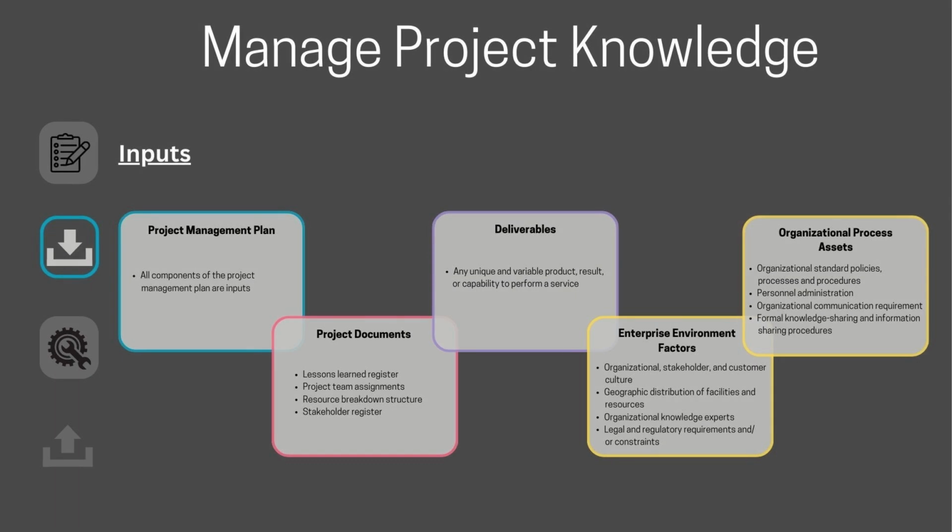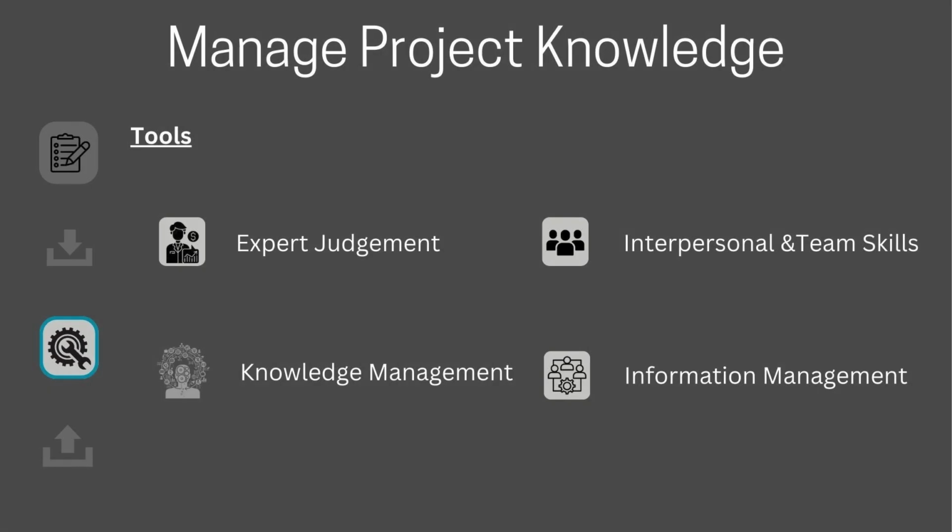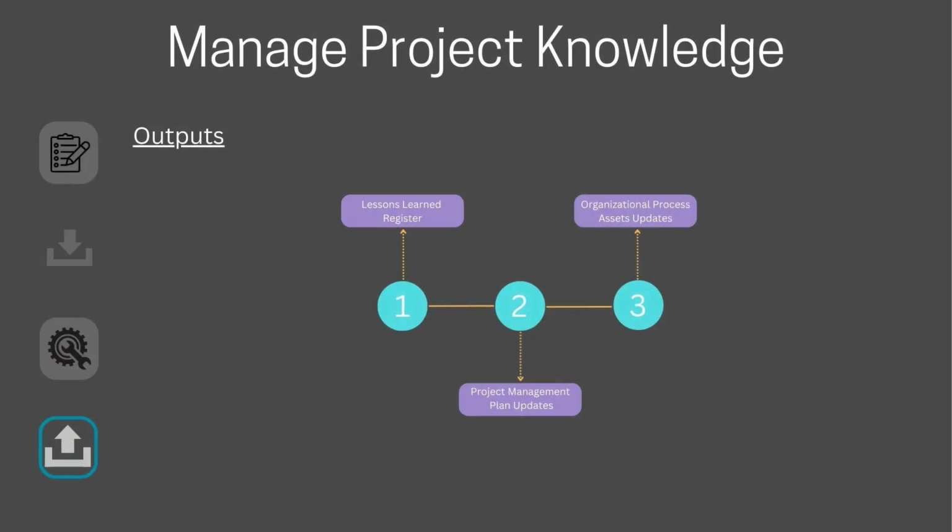Inputs to managing the project knowledge process include the project management plan and various project documents, such as the lessons learned register, project team assignments, resource breakdown structure, stakeholder register, and the deliverables produced throughout the project's life cycle. Tools used in managing project knowledge include expert judgment, knowledge management tools, interpersonal and team skills, and information management. The outputs would be updates to the lessons learned register, the project management plan, and other relevant documents based on the learnings gathered during the project.